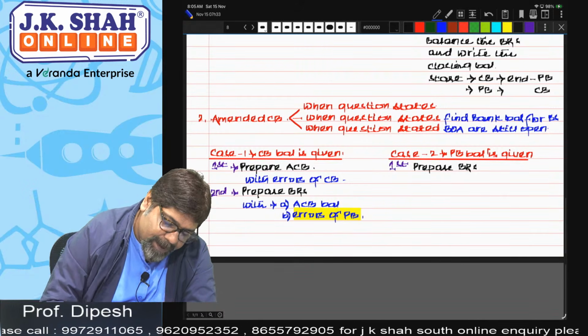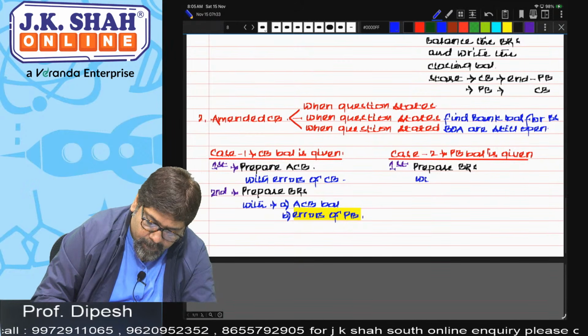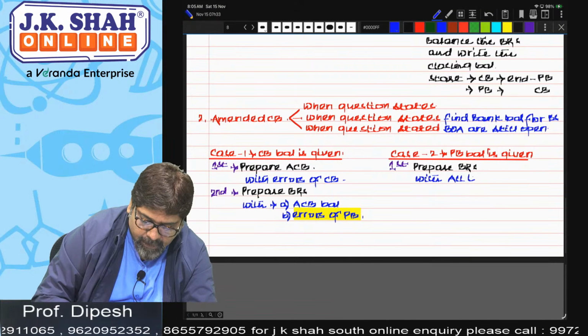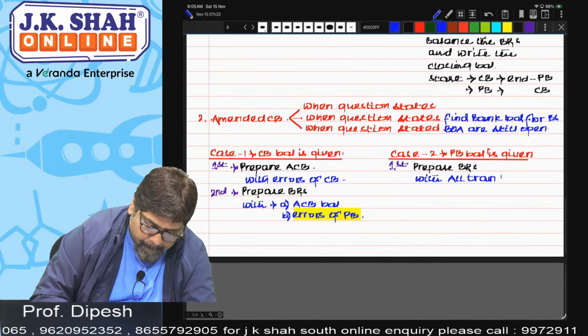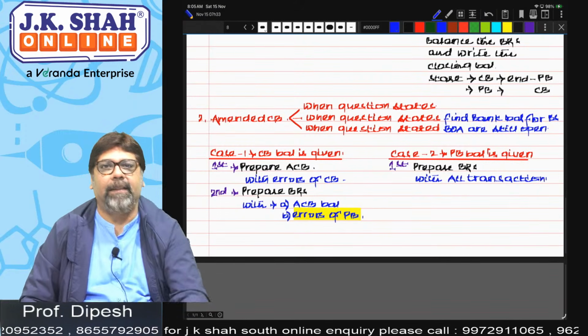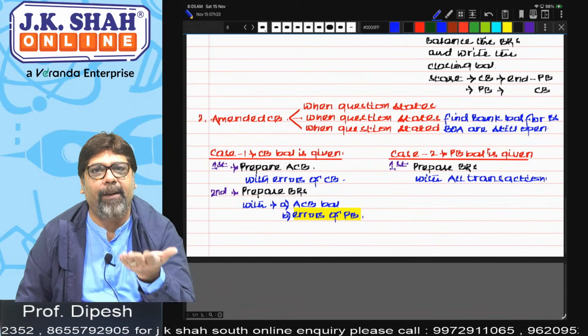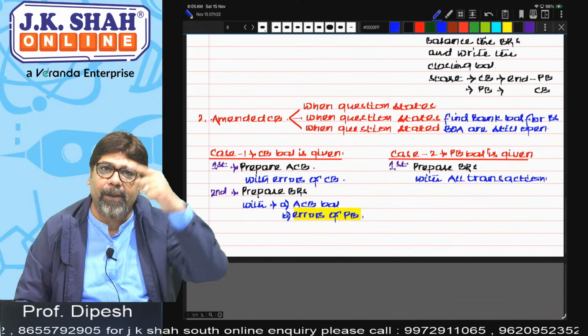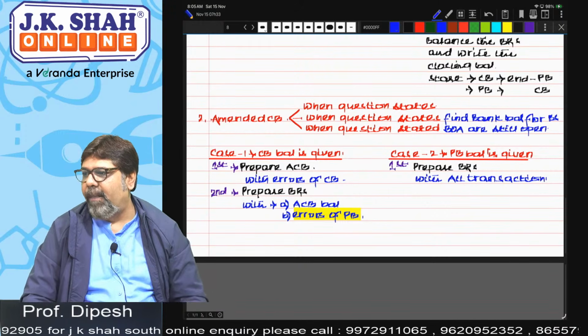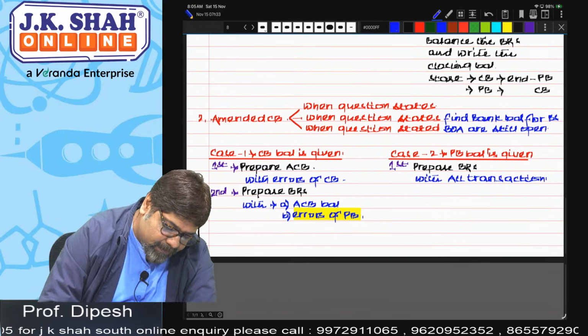BRS with all transactions. All transactions, correct. Then only you'll find out the correct cash book balance. So first you are preparing BRS, so you'll prepare BRS with all the transactions. Am I clear? Yes, sir.